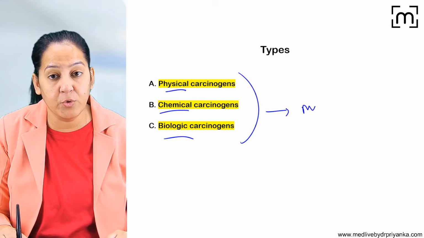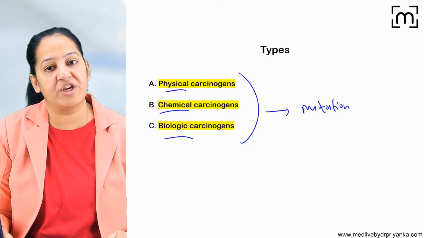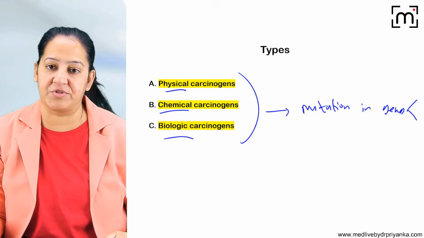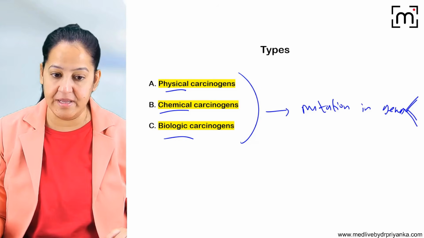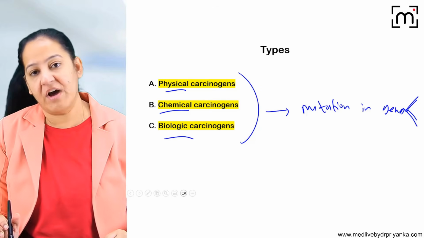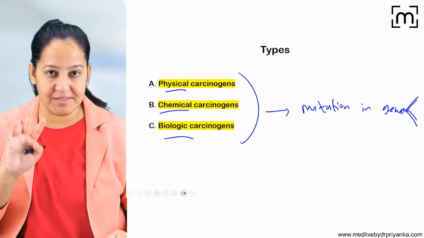They induce mutation in genes. Which genes? Either they can be proto-oncogenes or tumor suppressor genes. They can be the accelerator, they can be the brake. So mutation leads to cancer. So these are important for causing cancer. One by one, we will see the detail. This is the introduction, this is the definition.